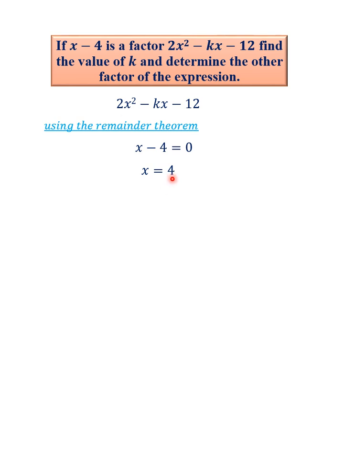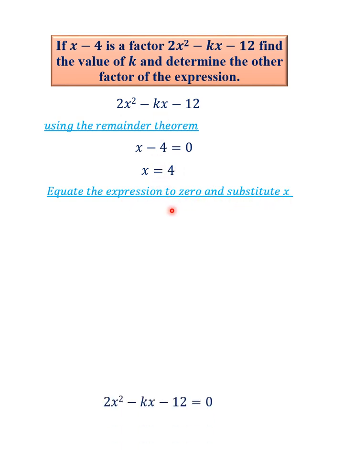So we are going to put the value of 4 into this expression, and we must ensure that it is equal to 0, and it must be 0 because the question says x minus 4 is a factor. For x minus 4 to be a factor, it means the remainder after dividing this must be 0. So we are going to start by equating the expression to 0 and substituting the value of x. Whatever we get should give us the remainder.